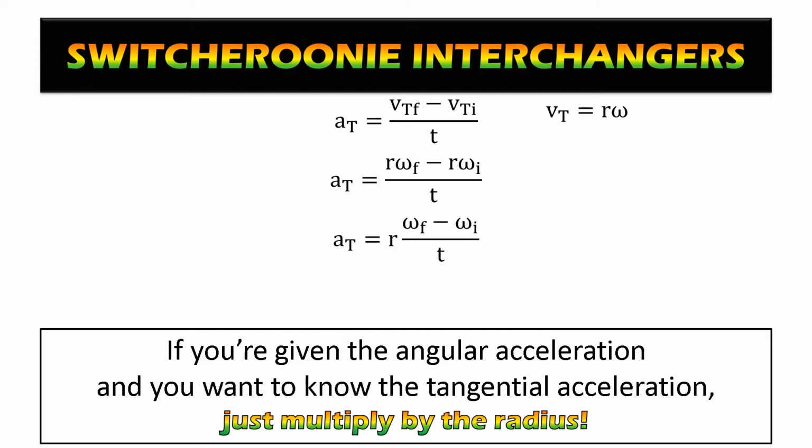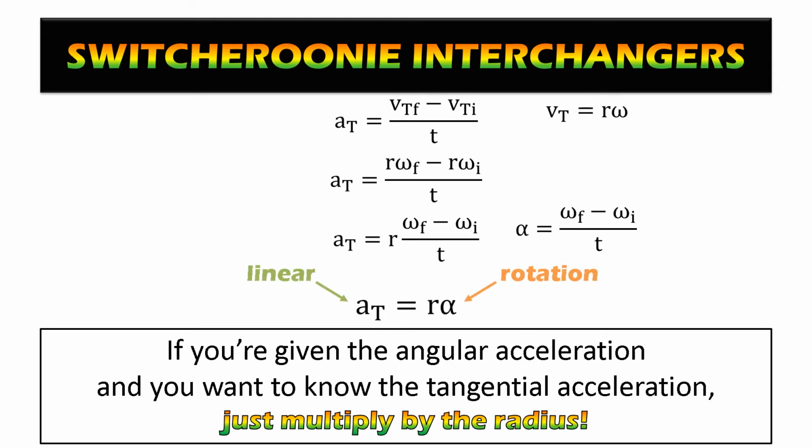And then we could take the common term out. So we take the radius out. And then what does this look like? That is your angular acceleration formula. So we just plug this in for this whole deal. And guess what? It's the same exact equation. I was just showing a different way to derive it. So yeah, that's a nice Switcheroonie interchanger there. Beautiful.